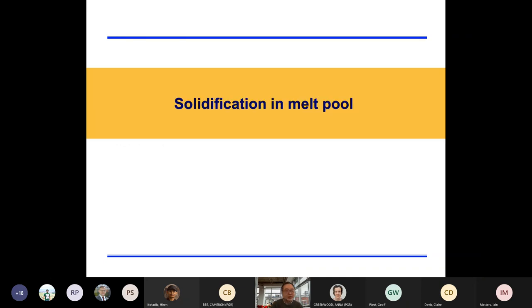So now we move on to the second part of my talk, looking into solidification. Now we have liquid metal that has been fully mixed, and as we cool down, full solidification will occur.